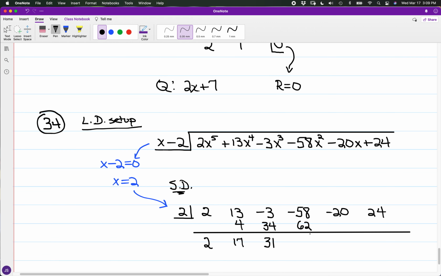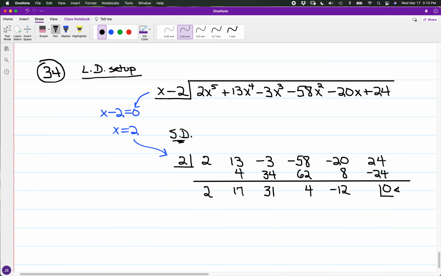Negative 58 plus 62 is going to be 4. And we have 2 times 4 is 8. Negative 20 plus 8 is going to become negative 12. And 2 times negative 12 is negative 24. And 24 plus negative 24 is 0. Okay, so we have another case, where the remainder is going to be equal to 0.